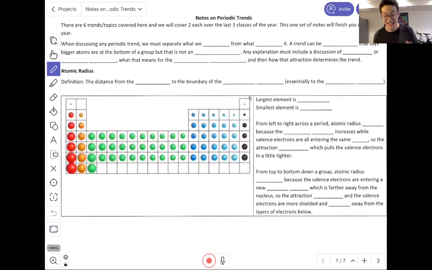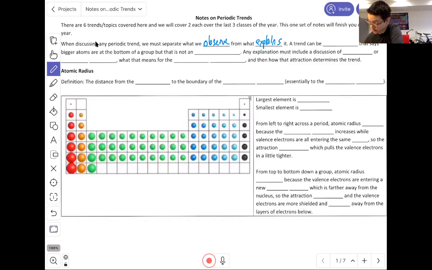So to begin with, when discussing any periodic trend, one of the things you have to be really, really careful about is how you actually do any sort of written explanation. So when you are discussing a periodic trend, you have to be able to separate what you observe from what explains it. So some questions just ask for a straight observation. Which one is bigger? Which one is smaller? But some questions ask for an explanation of why is this one bigger? So you have to make sure that you're answering the question that they ask.